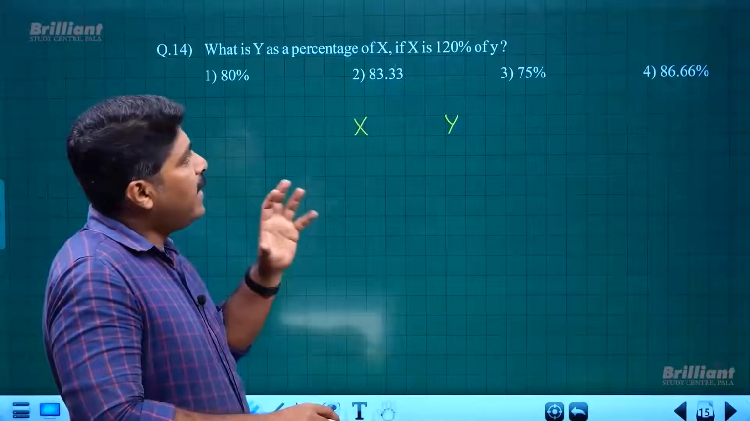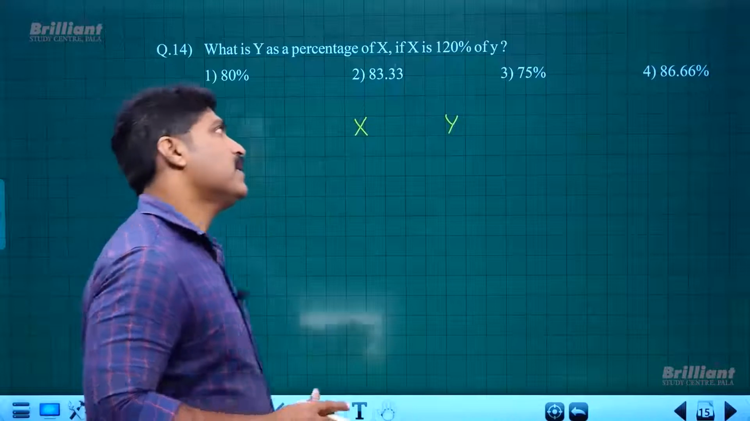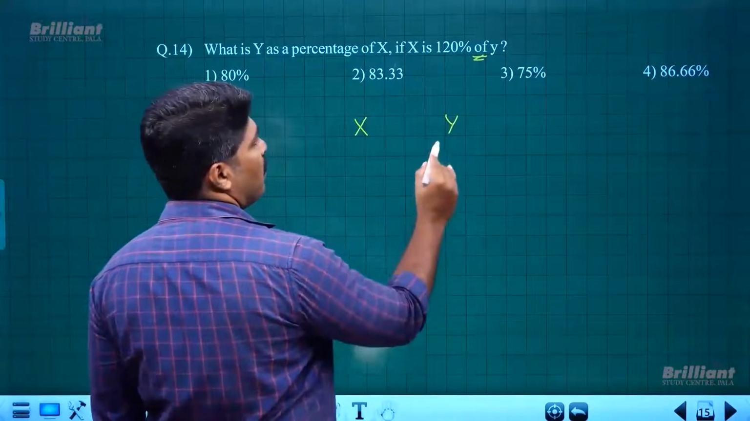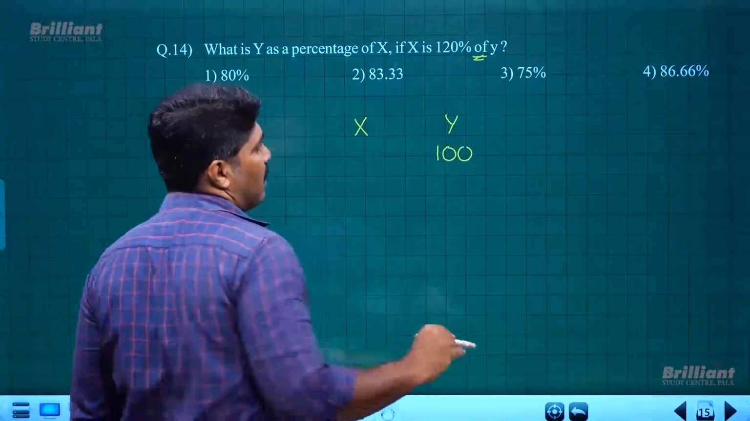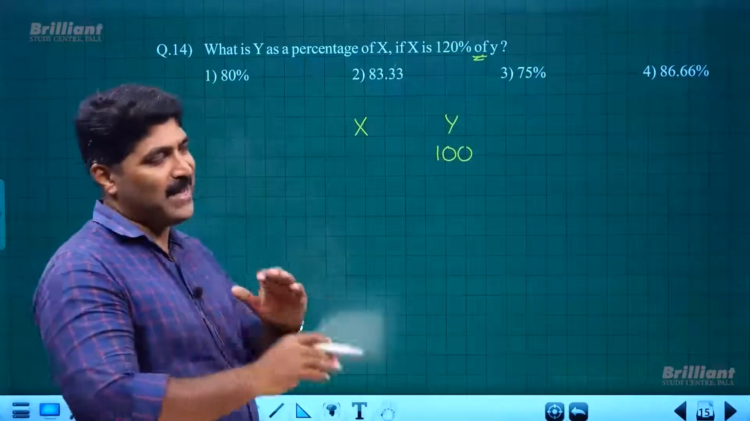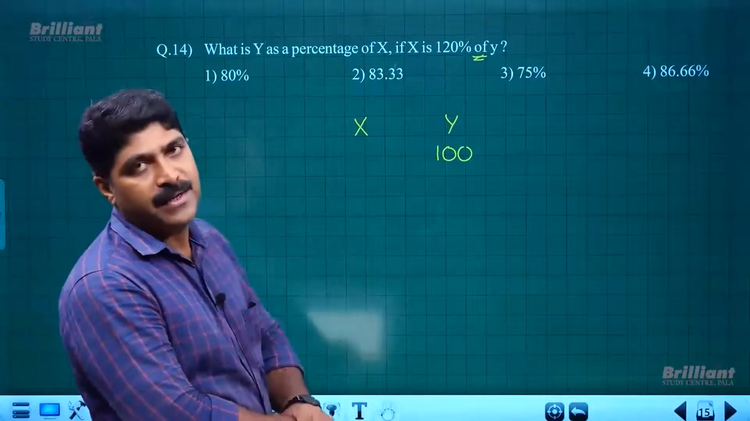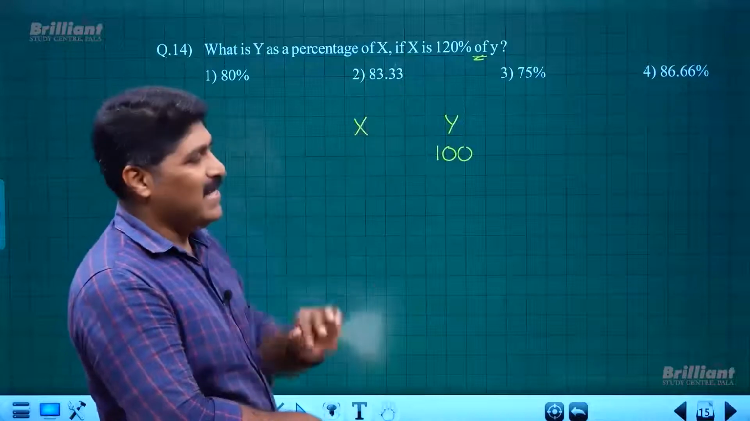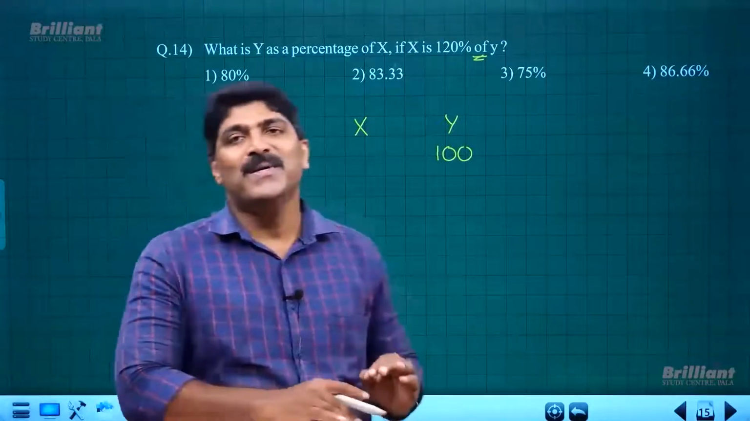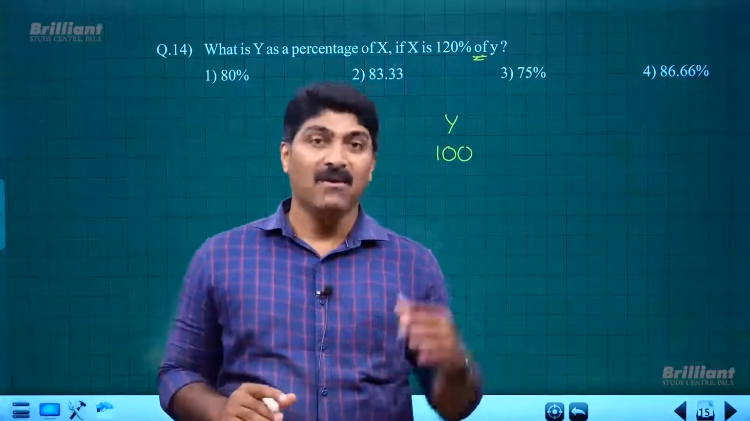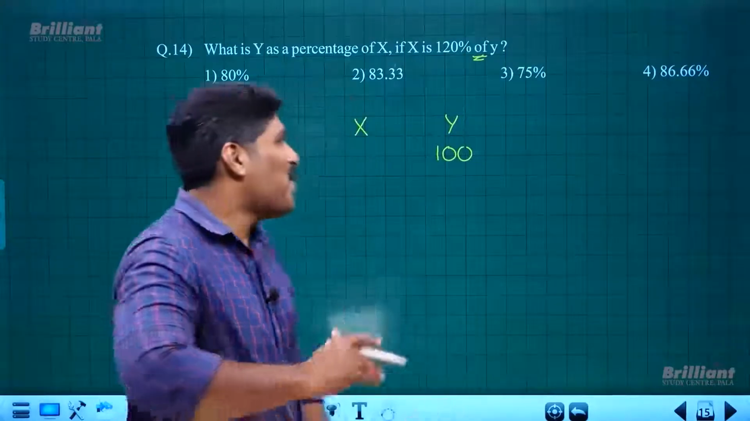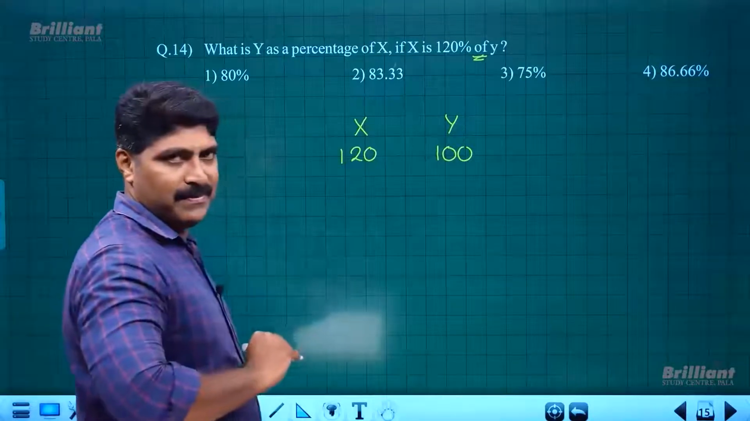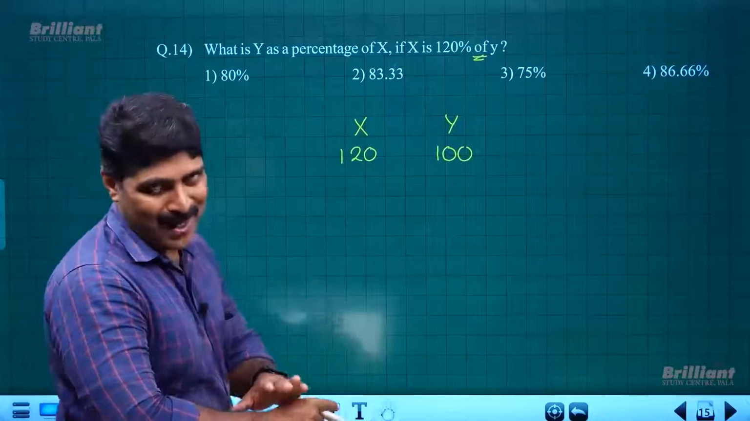Here x is 120% of y. After this "of", y is there. Therefore I just consider this y as 100. In this way we can approach. If y is 100, what is x? As per this statement, x is 120% of y. If y is 100, then x is 120. So this is 120. Got it? So half the steps are over.